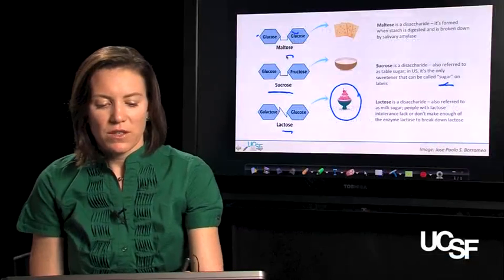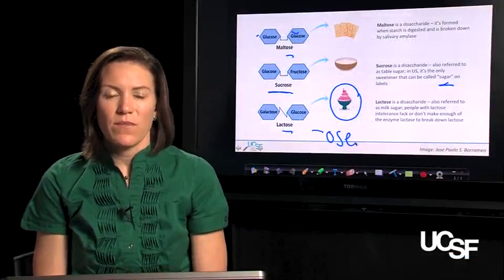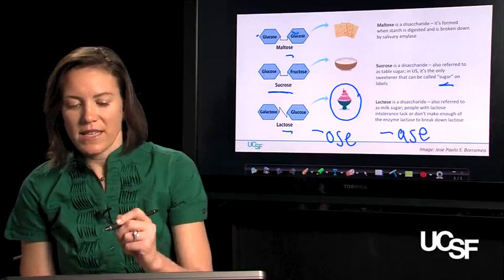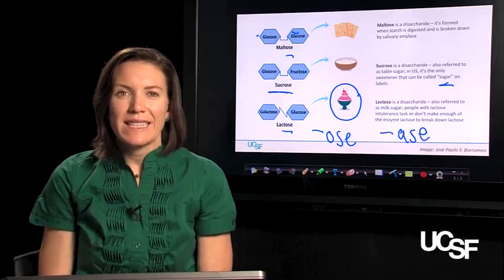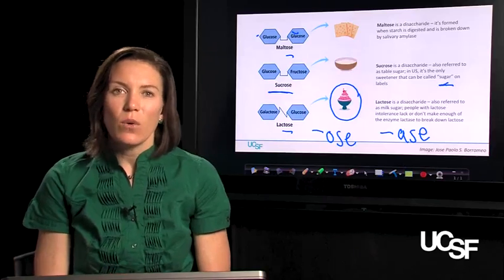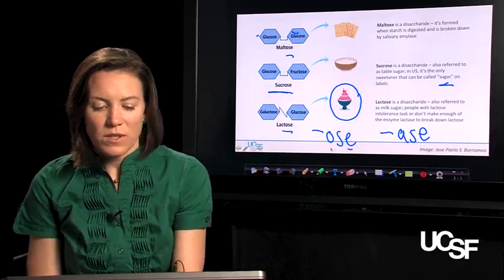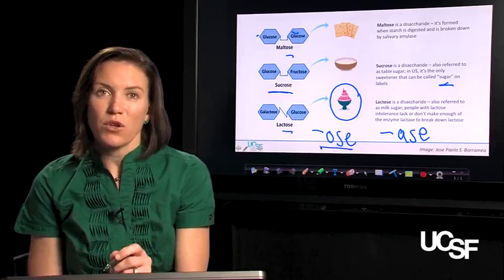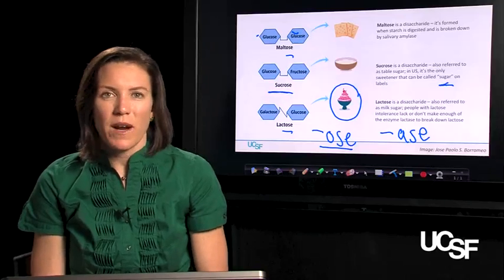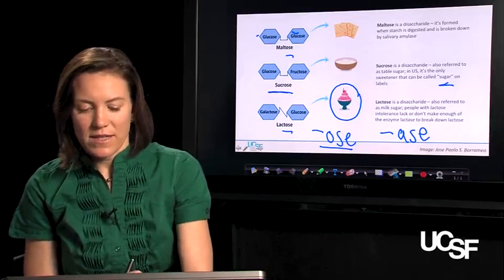Note that each of these sugars end in OSE. That's an indicator, if you see OSE, that we're dealing with a sugar. When you see a related word that ends in ASE, that indicates that it's an enzyme. So you require the enzyme lactase in order to break down the milk sugar, lactose. People that are lactose intolerant don't make enough or don't make any of the enzyme lactase. They eat that sugar lactose, their body can't break it down, they get a whole host of undesirable GI side effects.